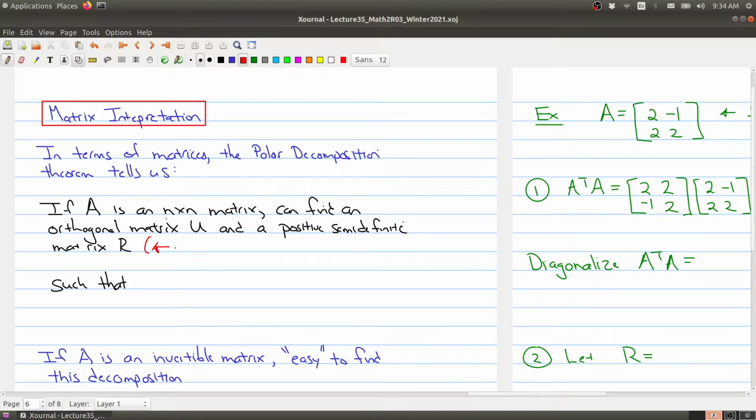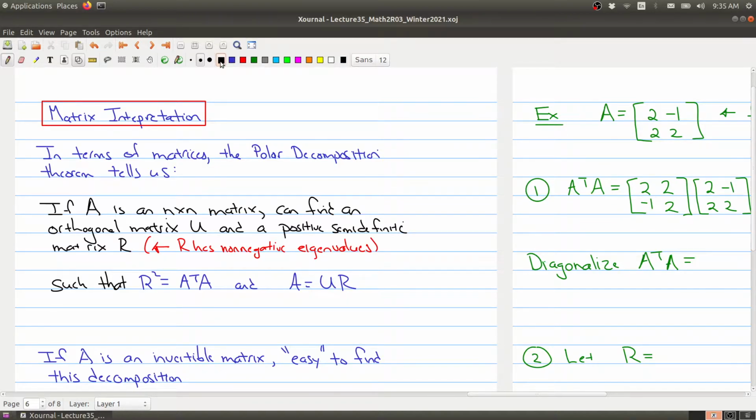So just remember what this means. R has non-negative eigenvalues such that two things are true. First of all, that R squared is equal to A transpose A, and A is equal to U times R.